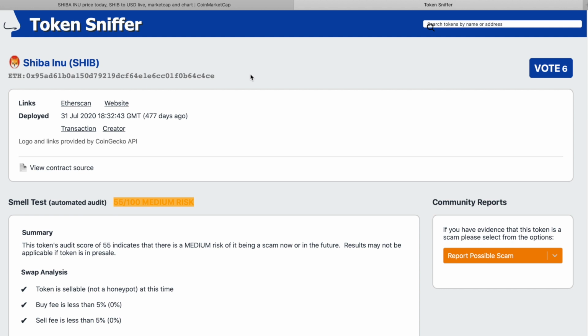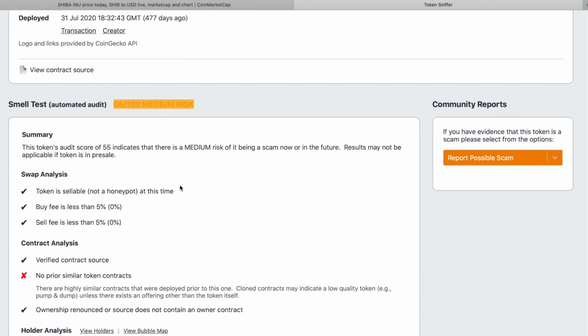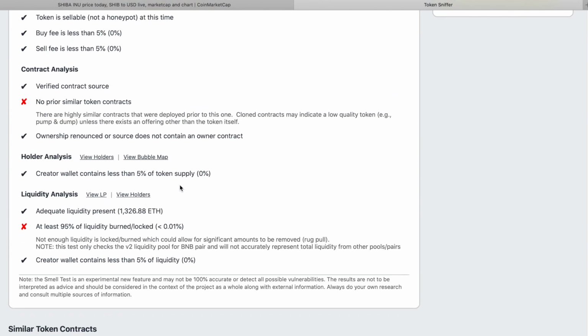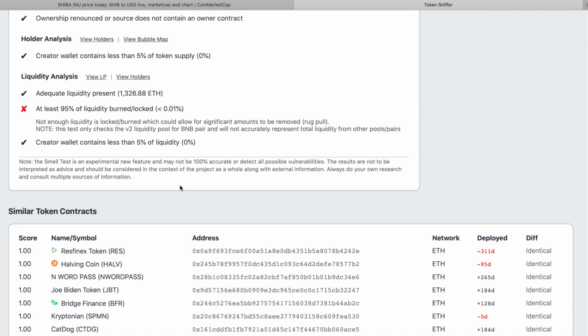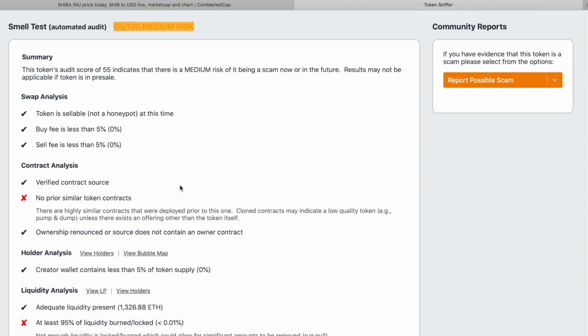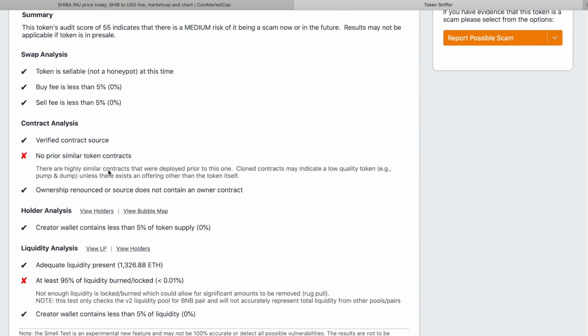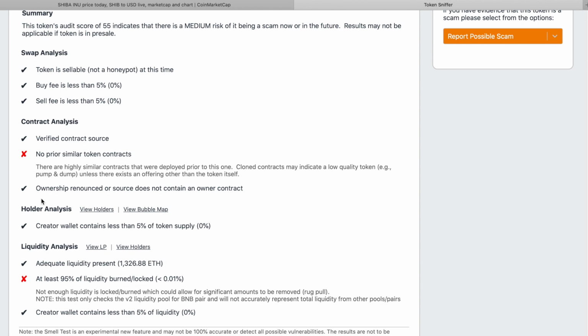Make sure the ownership is renounced. This one is very important in my opinion. Also check that there is enough liquidity, and as I said before, the buy sell fee should be less than 5%. If it's 10, 15%, unless that coin is gonna gain, I don't know, thousands and thousands of percent over the price of your entry point, you're probably not gonna be making a lot of profit.